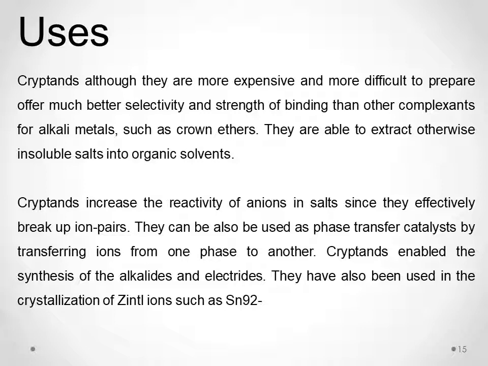For alkali metals such as with crown ethers, they are able to extract otherwise insoluble salts into organic solvents. Cryptanes increase the reactivity of anions in salts since they effectively break up ion pairs. They can also be used as a phase transfer catalyst by transferring ions from one phase to another. Cryptanes enable the synthesis of the alkalides and electrides. They have also been used in the crystallization of Zintl ions such as Sn9 2-.